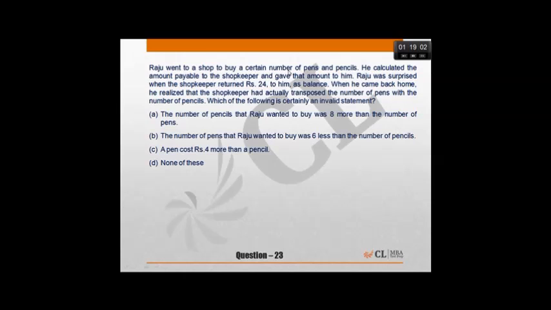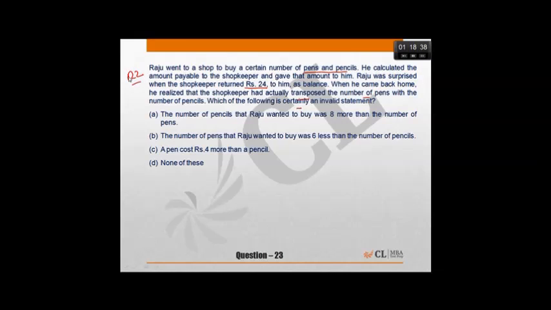Raju went to a shop to buy a certain number of pens and pencils. He calculated the amount payable to the shopkeeper and gave the amount to him. Raju was surprised, and the shopkeeper returned 24 to him as balance. When he came back home, he realized that the shopkeeper had actually transposed the number of pens and pencils. Which of the following is certainly an invalid statement? I don't know. We'll look at it in round 2 because I don't have any data.